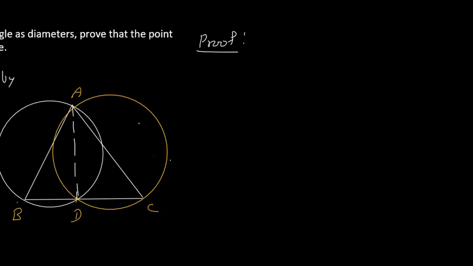Right? So here I have to prove that this D is on side BC. So here in the proof, let us start. I will say that angle BDA. Now angle BDA is an angle in a semicircle. Angle BDA is 90 degrees. Reason: angle in a semicircle.